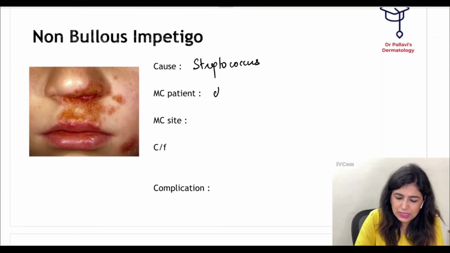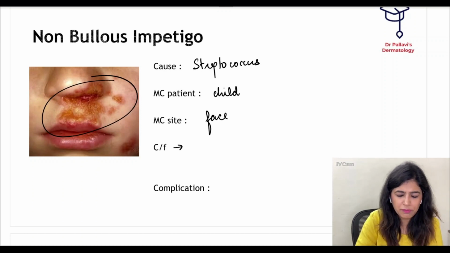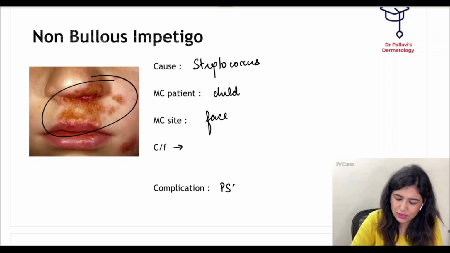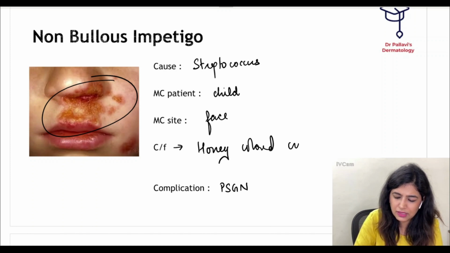Streptococcus, seen in children, most commonly on the face in the perioral region. The clinical feature I just told you: a beautiful golden yellow crust. A complication is PSGN. So it is very important to know the honey colored crust that happens in non-bullous impetigo.